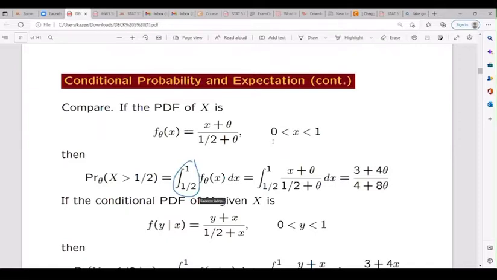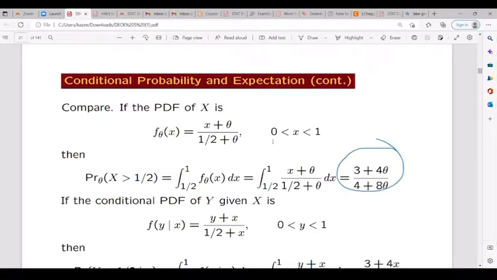Then f of x, and my f of x is this. I'm going to plug that in and integrate with respect to x. After integration, I'm going to plug in 1, then plug in half, then subtract, and I'm going to end up with this. Take a look at that.